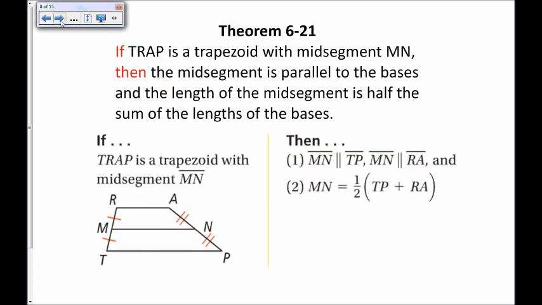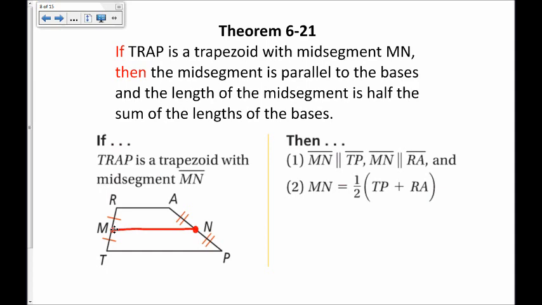This next idea is about the midsegment of a trapezoid. The midsegment is what you get when you find the midpoints of the two legs and connect them. That midsegment will be parallel to the bases. The important thing to know about a midsegment is that its length is half of the bases added together, or I think of it as the average of the bases.